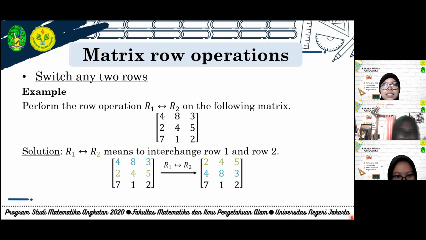Matrix row operation: switch any two rows. For example, we switch row 1 to row 2 or row 2 to row 1. And this is the matrix. And this is the solution. And the matrix after we switch row 1 and row 2 is like this. Okay, next.